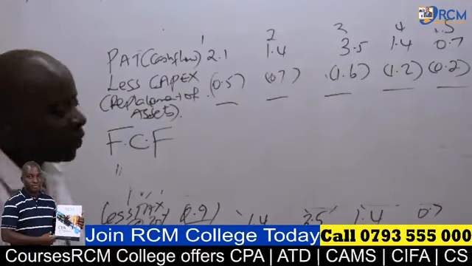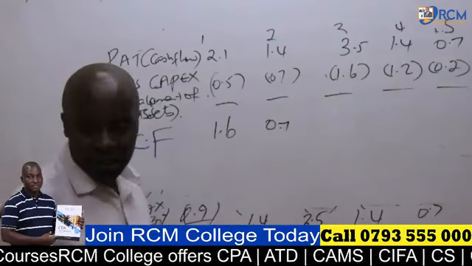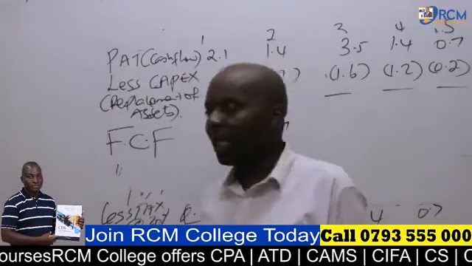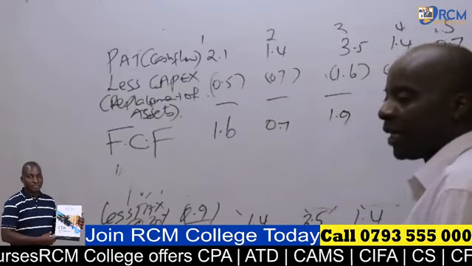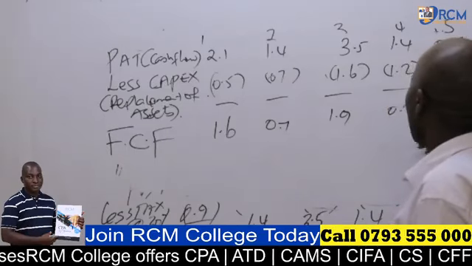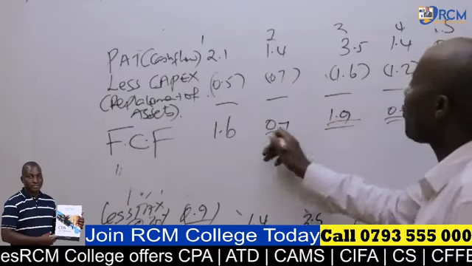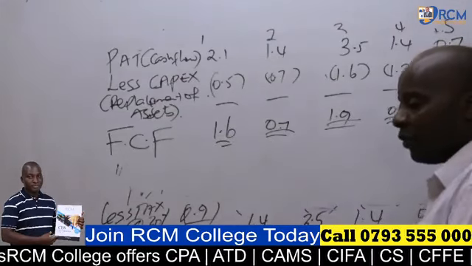So we have 1.6, 1.6, 0.7. Yes. We have 1.9, 1.9, 1.9. We have 0.2. We have 0.5. Now, ladies and gentlemen, after we get these free cash flows, we know that the next thing now should be all about valuation.